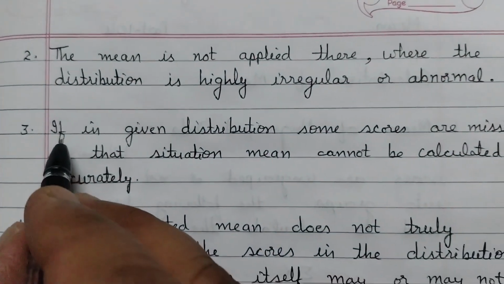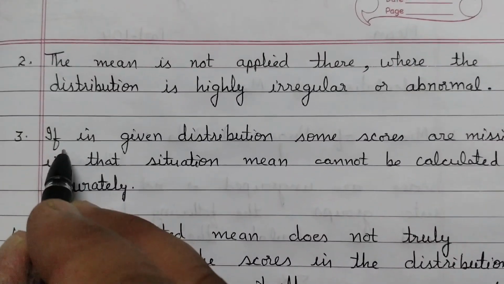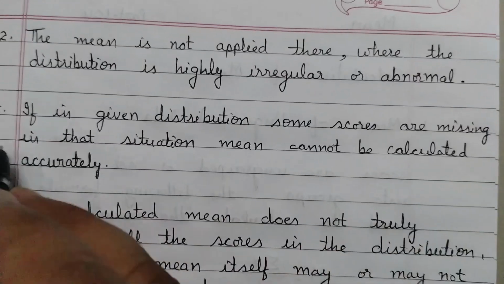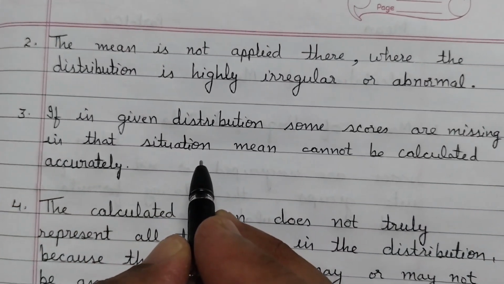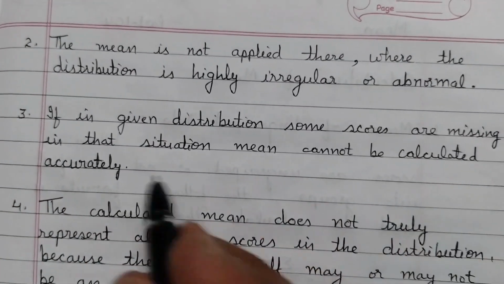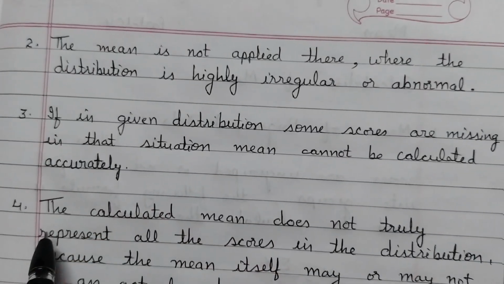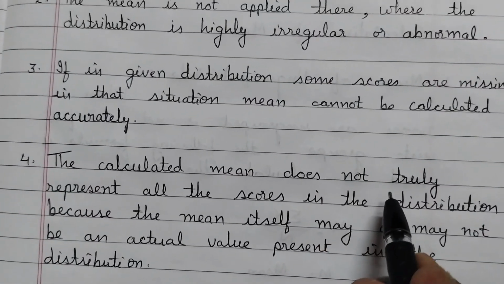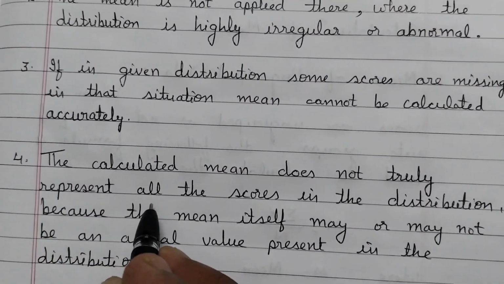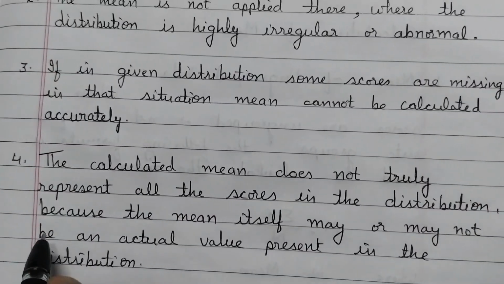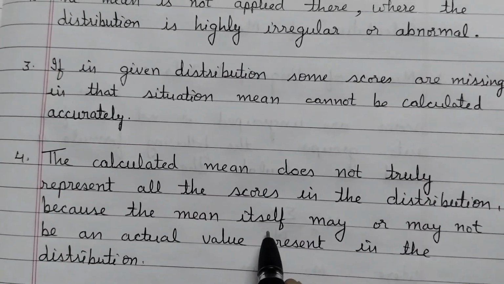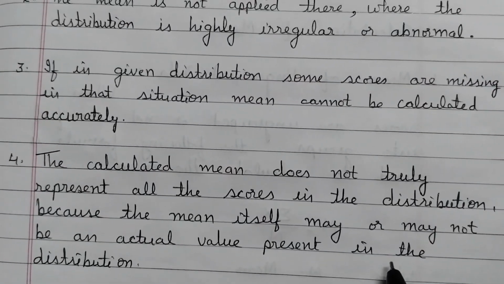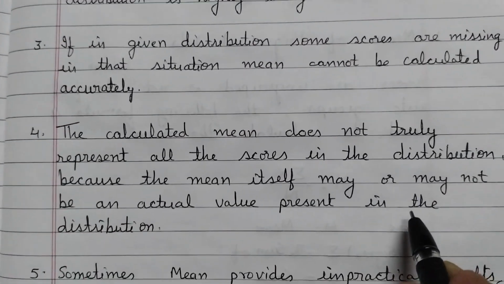Okay, now the next limitation, third limitation of mean, if in a given distribution some scores are missing, in that situation mean cannot be calculated accurately. Fourth limitation, the calculated mean does not truly represent all the scores in the distribution because the mean itself may or may not be an actual value present in the distribution. So this is the fourth point.